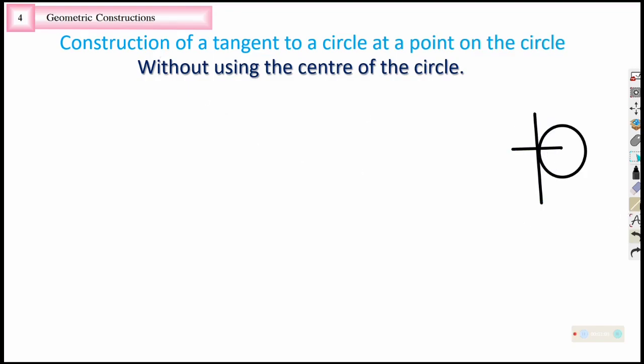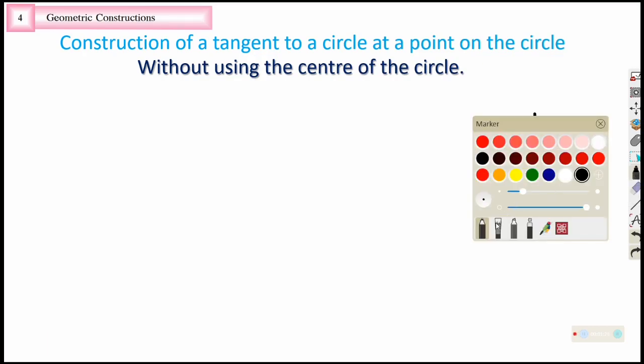Here we are asked not to use the center of the circle. So how is it done? Again, as I told you, better do it and show you without using the center. How can we draw a circle and its tangent at a desired point?